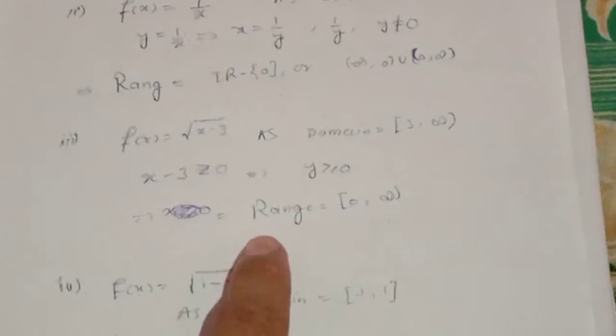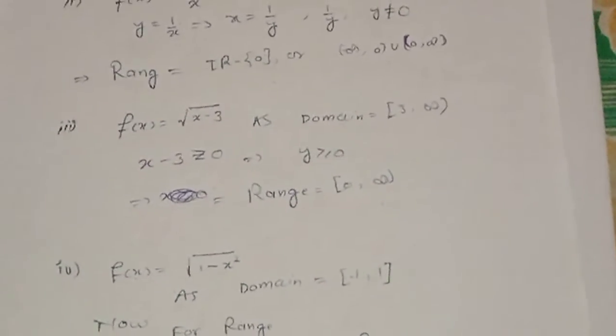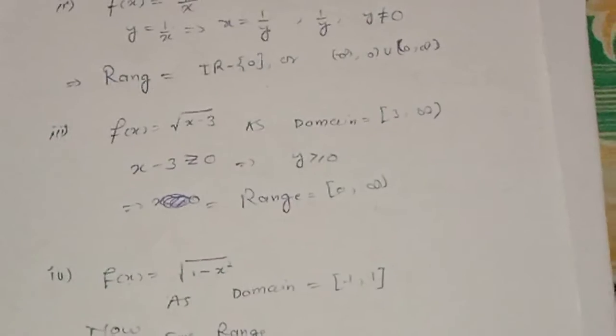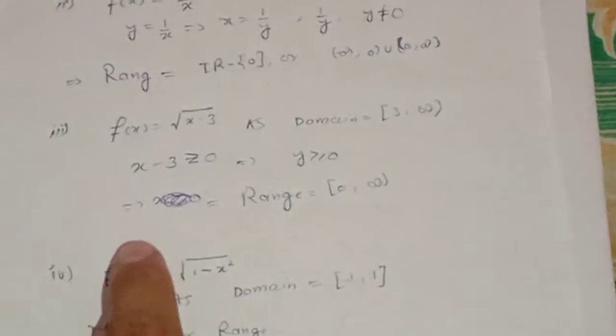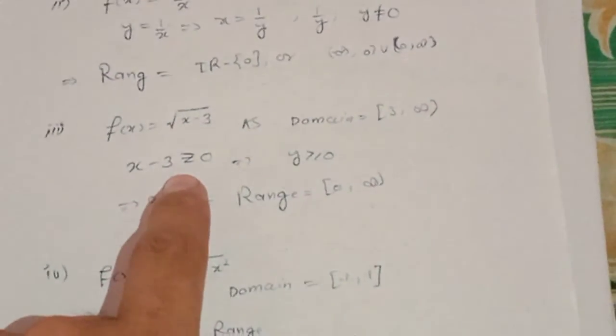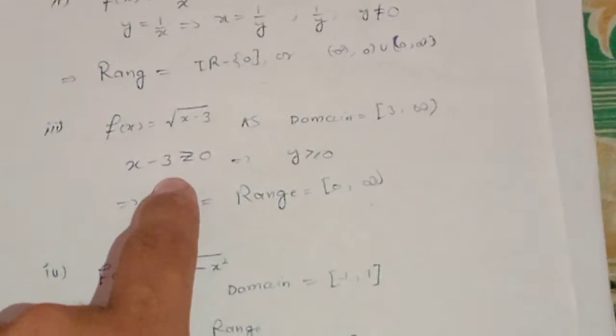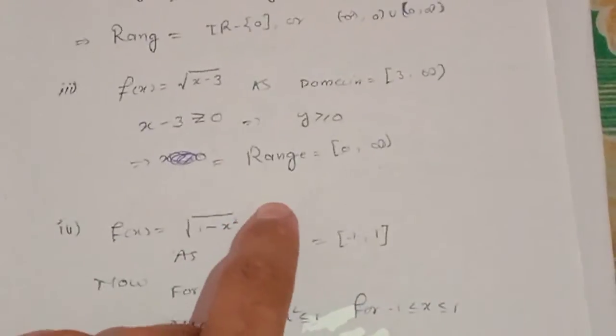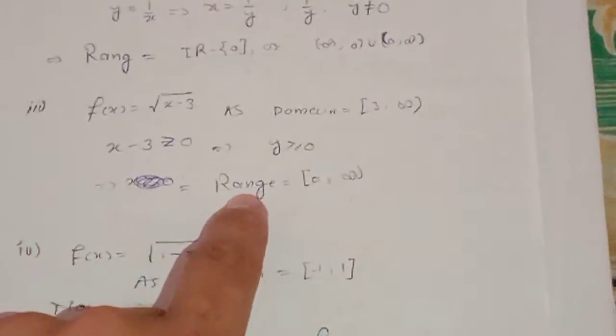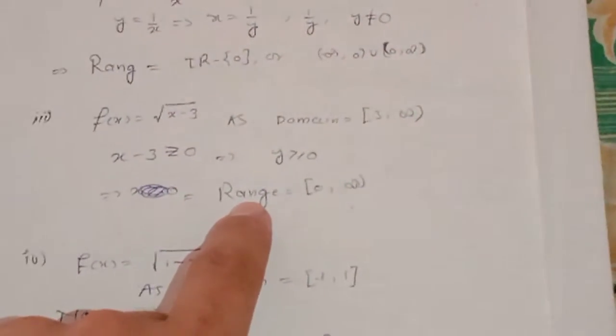0 up to infinity. Number three, if f(x) equal to the square root of x minus 3, as the domain is from 3 up to infinity, the range will be x minus 3 greater than or equal to 0. So y will be greater than or equal to 0. It means that the range will be from 0 up to infinity.